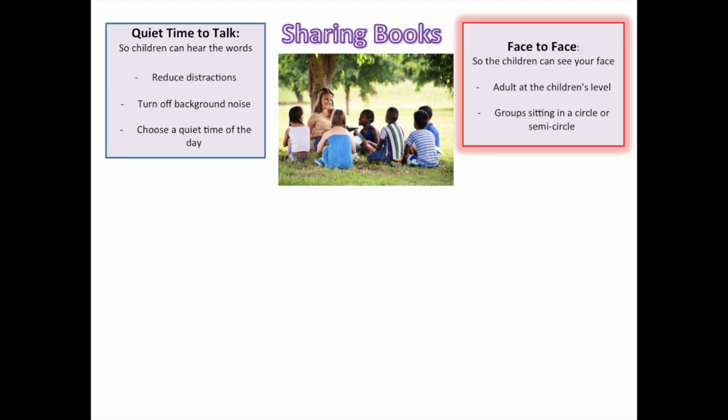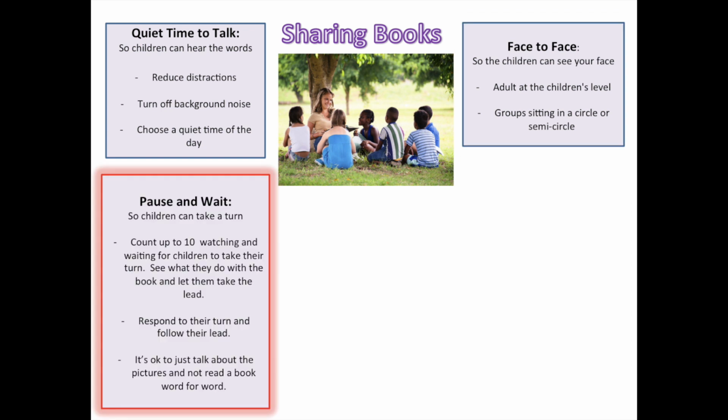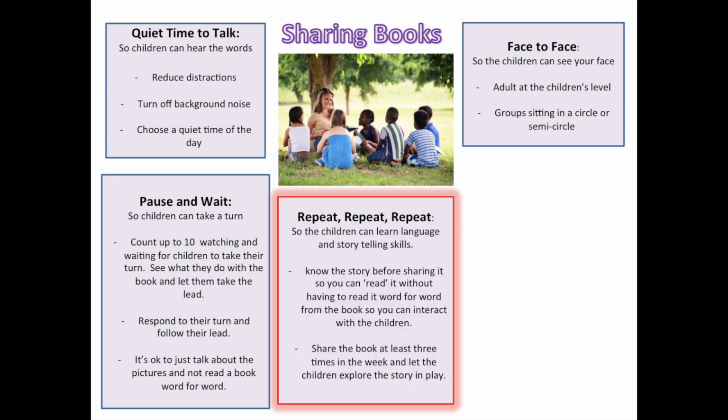Face to face so that the children can see your face. We can do this by sitting at the children's level and the group sitting in a circle or semicircle. Pause and wait so that the children can take a turn. We can do this by counting up to 10 and waiting for children to take their turn. See what they do with the book and let them take the lead. Responding to their turn and following their lead. It's okay just to talk about the pictures and not read a book word for word.